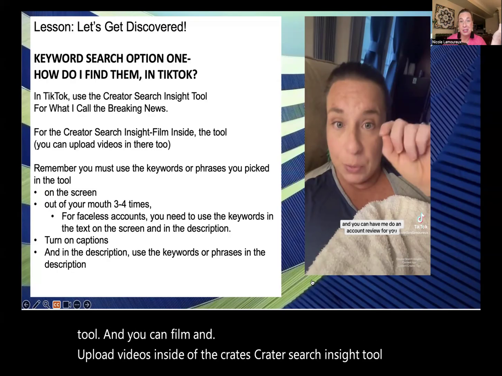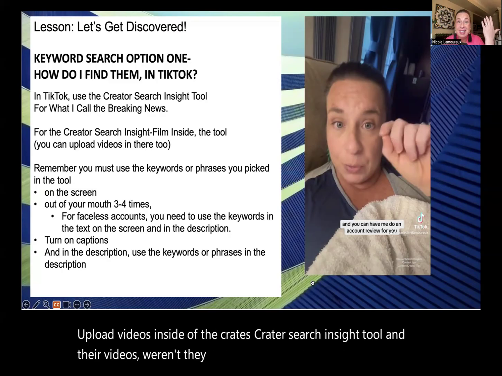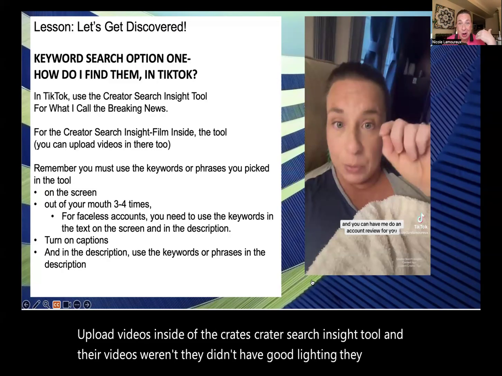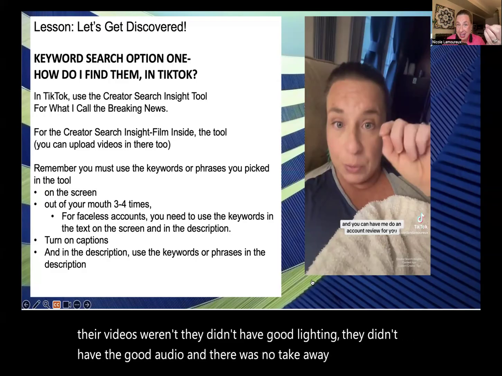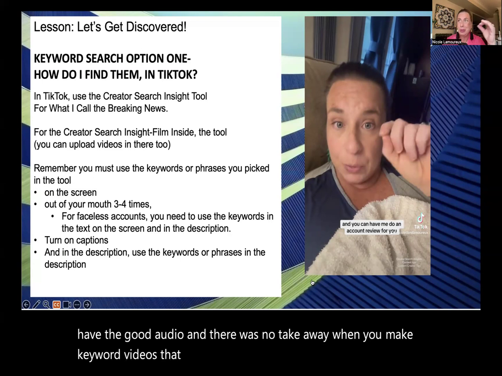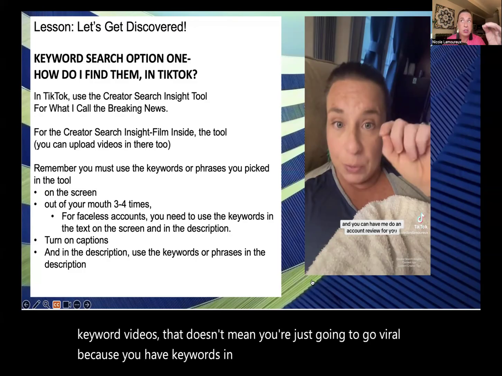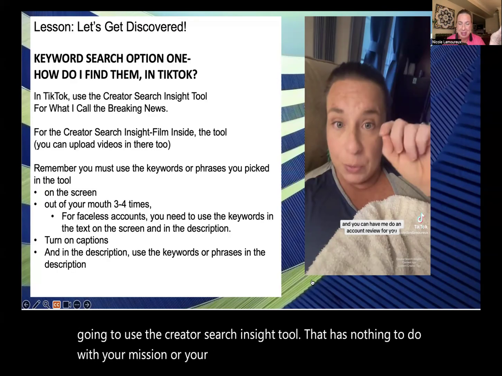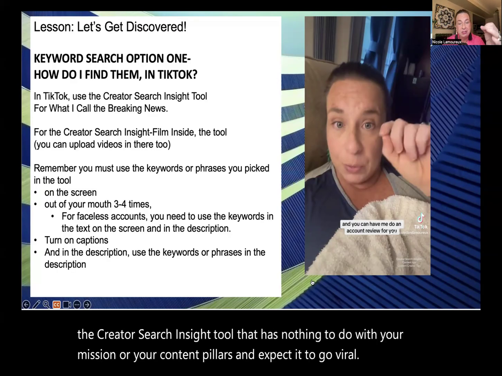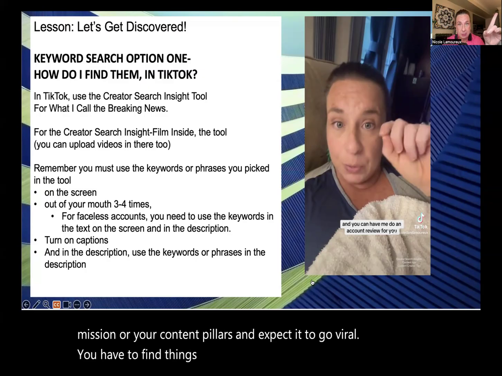And their videos didn't have good lighting. They didn't have good audio and there was no takeaway. When you make keyword videos, that doesn't mean you're just going to go viral because you have keywords in there. It also doesn't mean you can use the creator search insight tool on something that has nothing to do with your mission or your content pillars and expect it to go viral. You have to find things that align with your content pillars in the creator search insight.